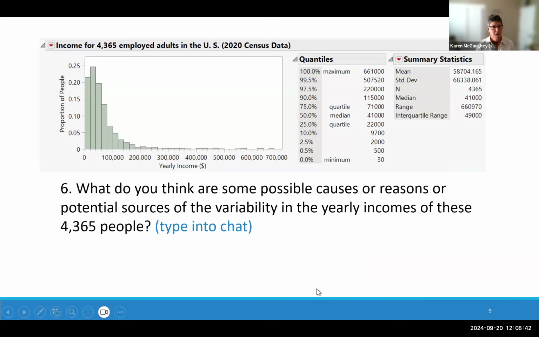All right, so here, I'm trying to get the students into the context of the data, and think about not just that there is variability, but what's causing that variability. Yeah, so looking at the chat: how long they've been working, their type of job, where they live, education, lots of things, right? This is pretty accessible for students.